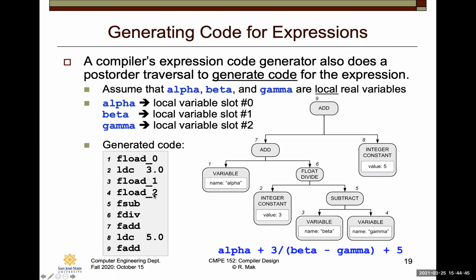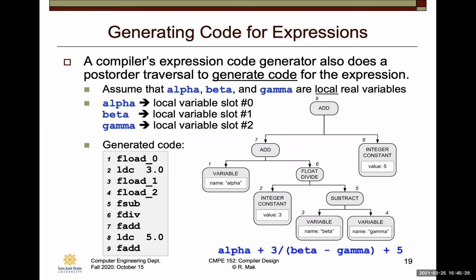All right, now we are going to visit the subtract node. We've been keeping track of the data types, and so we know this has to be a floating subtraction, and so we emit the F sub instruction, which says pop off the two float values from the operand stack, subtract them, and push the difference back onto the operand stack. That's the F sub. Then we come up, number 6 is a float divide, and that's an F div. So we emit that instruction. And then number 7 is an add, so we emit the F add instruction.